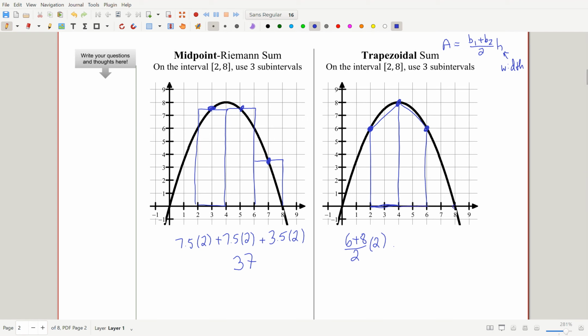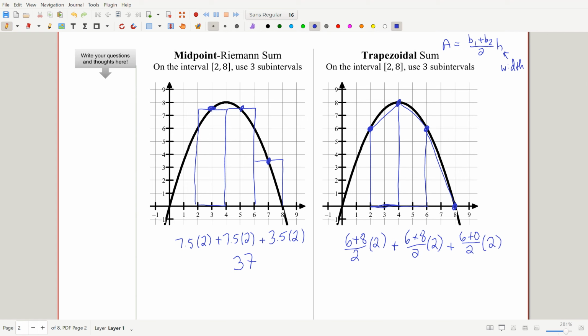And then in our final example here, we don't actually have a trapezoid. We have a triangle. So I've got 6 plus 8 over 2 times 2 plus 6 plus 8 over 2 times 2 again. Plus, and in this case, if I'm following the formula, it's 6 plus 0 over 2 times 2.